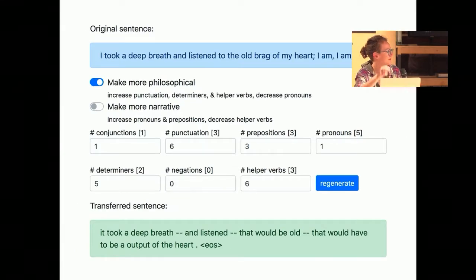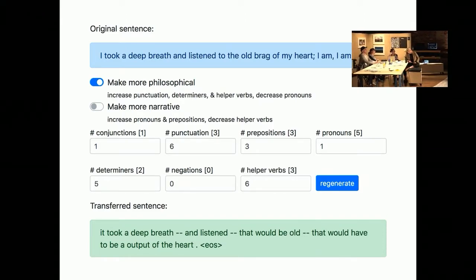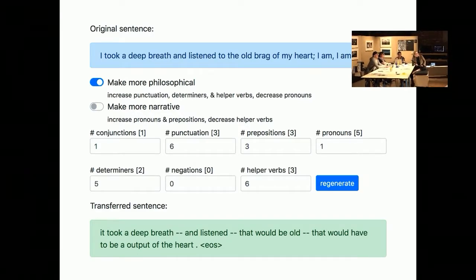This is a sentence from Sylvia Plath's The Bell Jar. I took a deep breath and listened to that old brag of my heart. I am, I am, I am. And you might say, this is way too personal. Get rid of all of the personal pronouns and let's increase the punctuation if at all possible. I think it's also increasing the number of determiners. So then it says, it took a deep breath and listened. That would be old. That would have to be an output of the heart. So it's cool. I mean, it's getting some of the vibes.